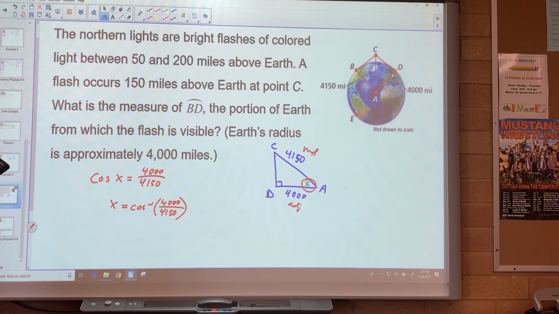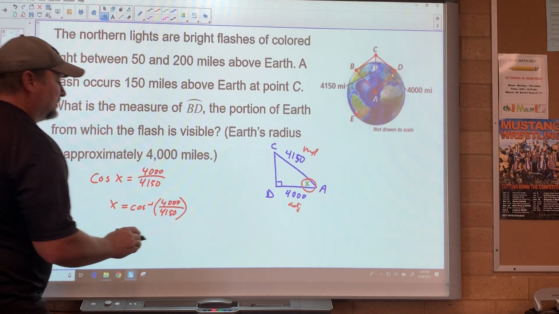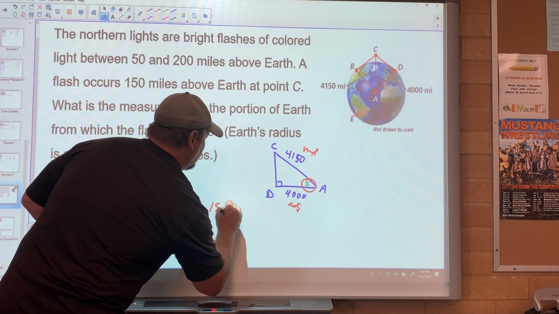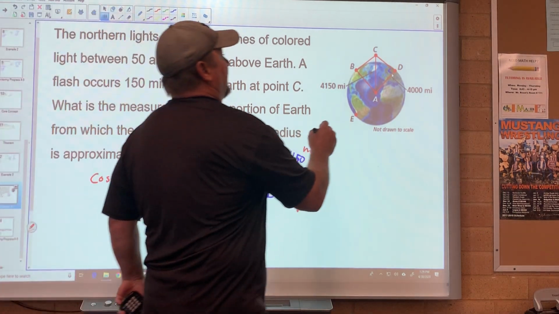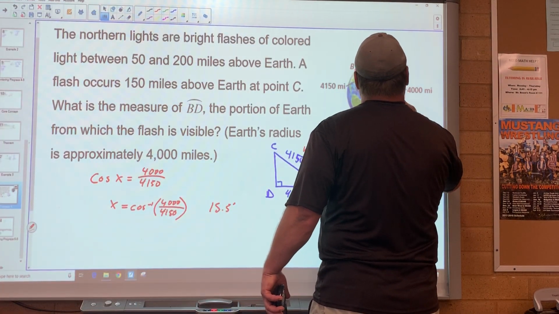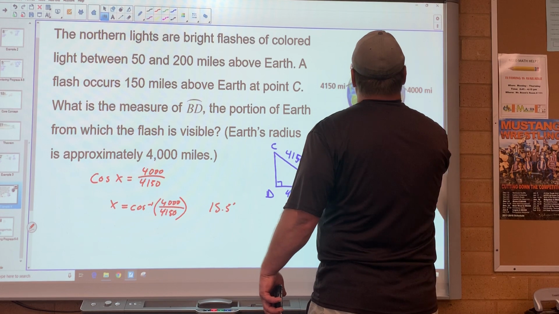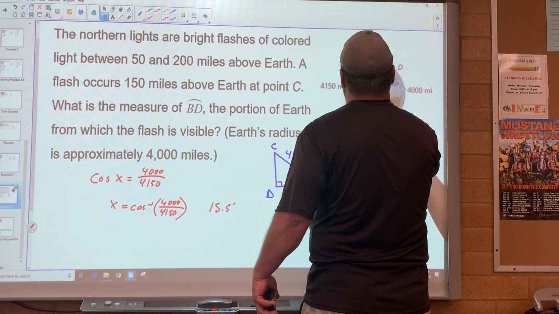So second, you have to hit second to get it. 4,000 divided by 4,150, and the angle is roughly 15.5 degrees. And always make sure that you are in degree mode. I was. So 15.5 degrees is this little angle right here. So this one's got to be 15.5 too.